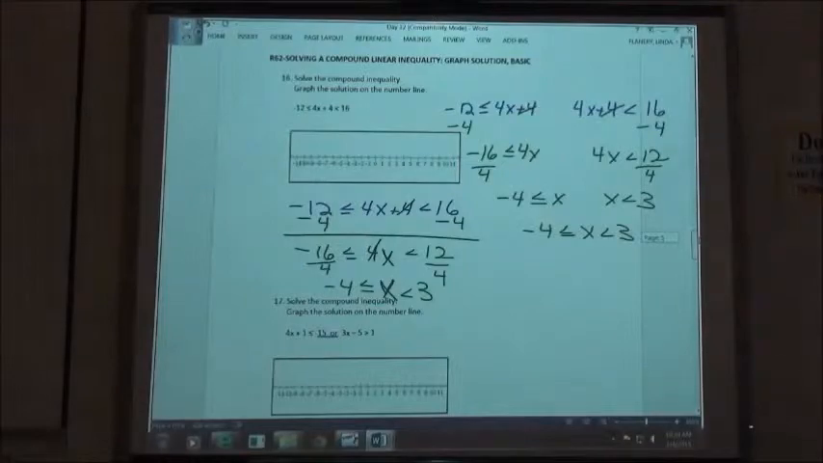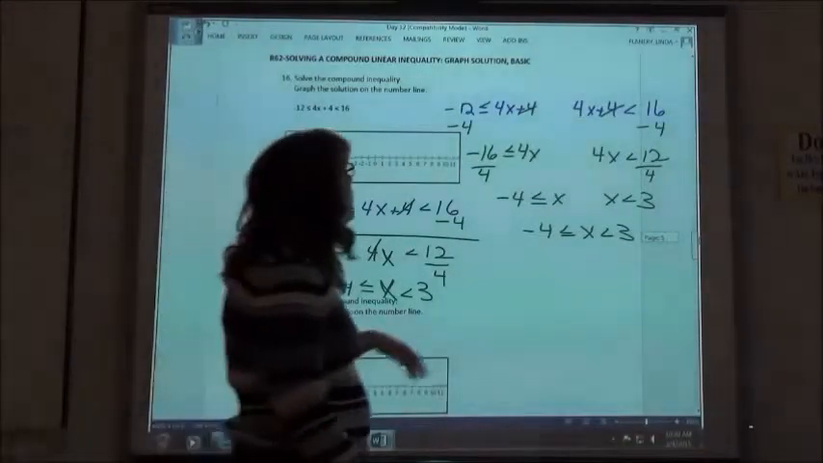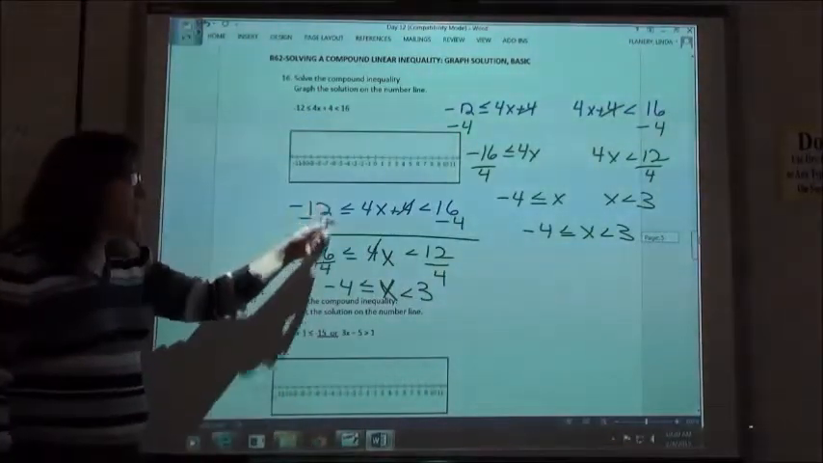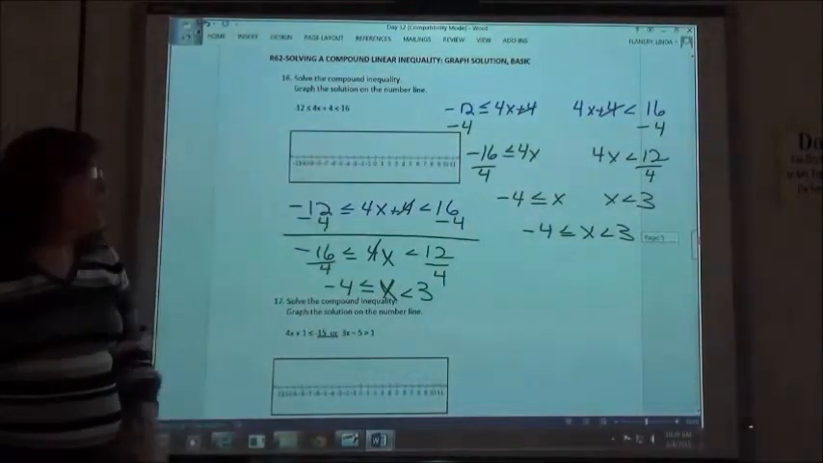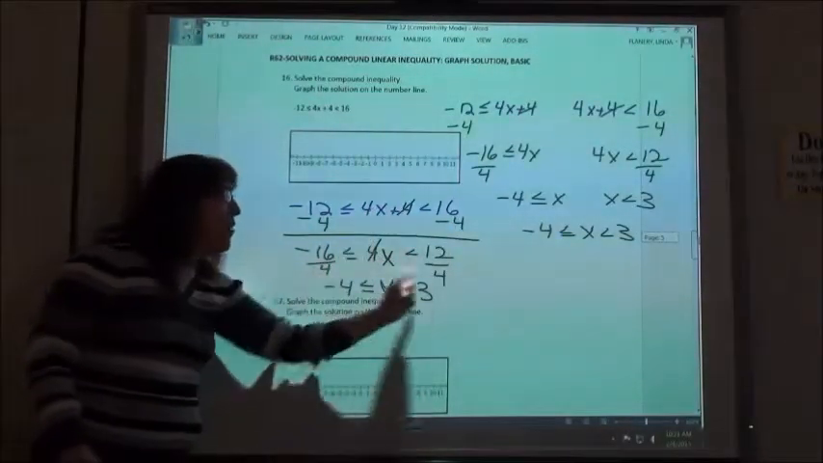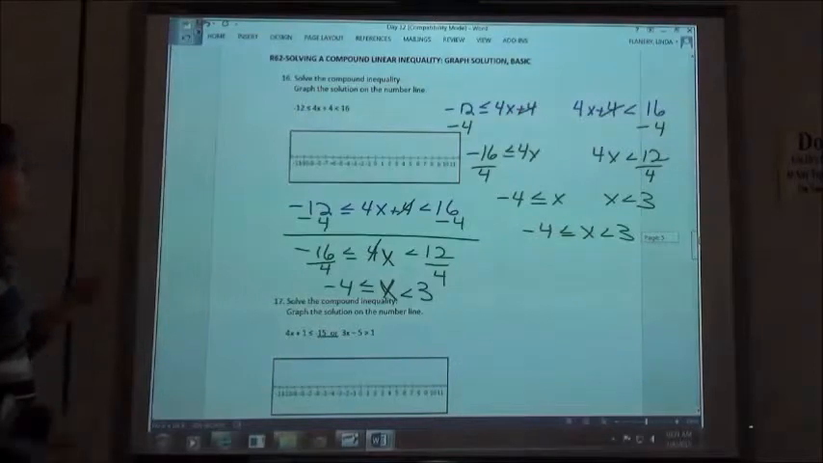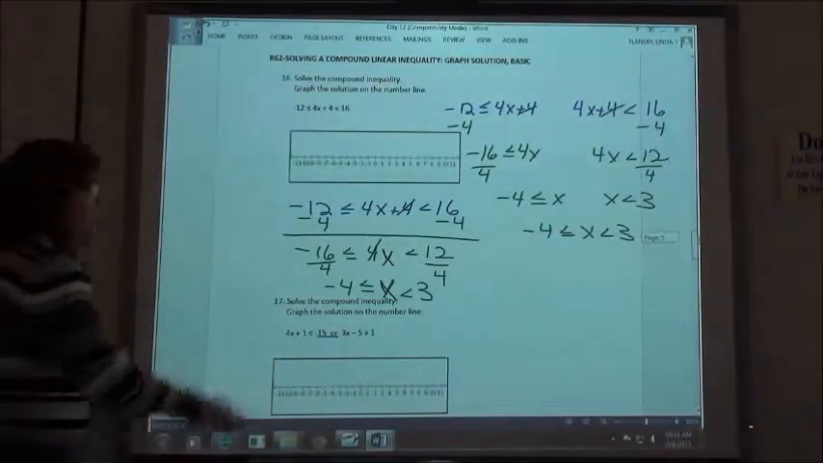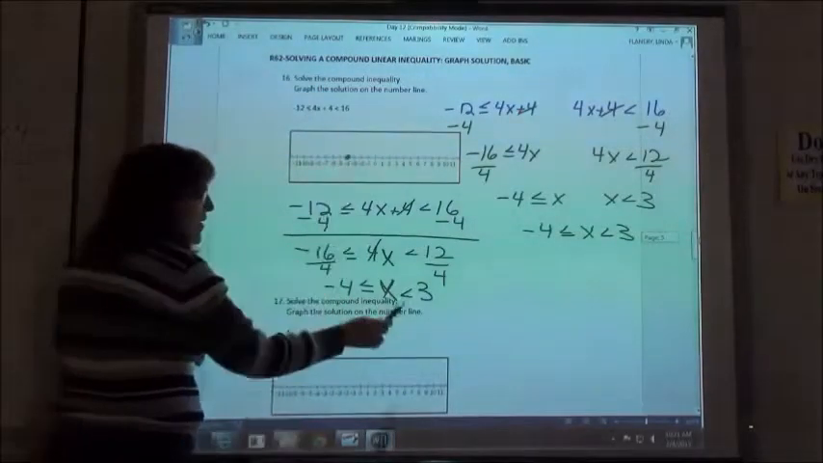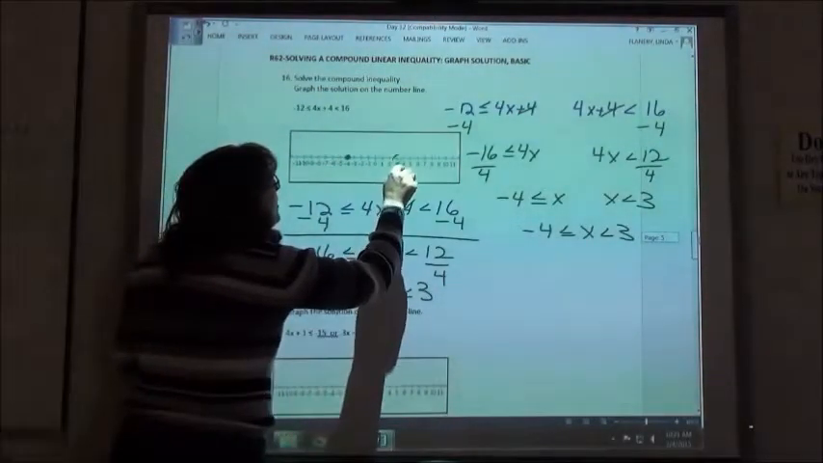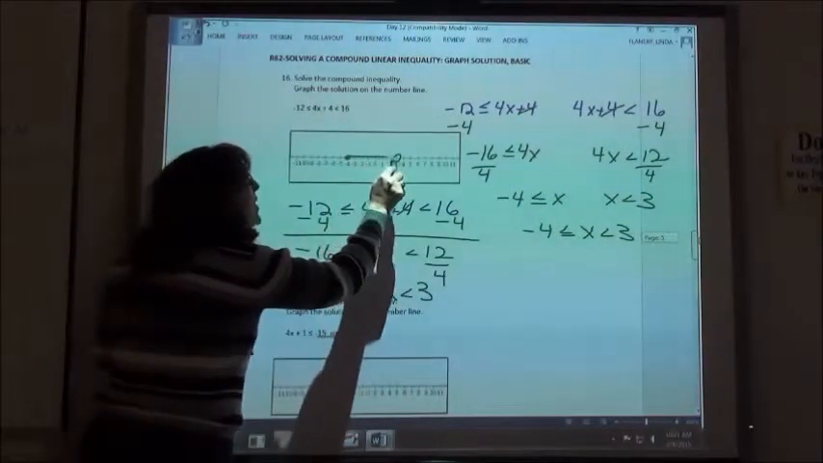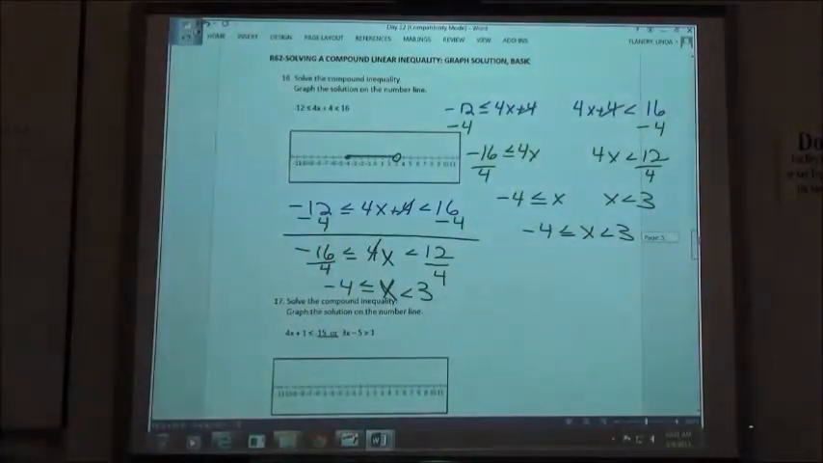So again, if you want to, you can write it down two ways, but I prefer this way because it's less work. So I minus the 4 from both sides, I divided by the 4 on both sides, and I have it solved. I still have to graph my solution. If I have the less than or equal to, I have the filled in circle. If I just have the less than, I have the open circle. The x is between my two numbers, so I'm shading between my two end marks.